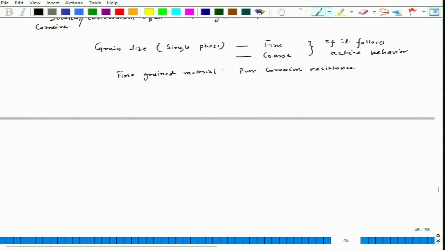Now, what do we mean by active behavior? Material can show three different behaviors when we polarize it in a particular electrolyte. So, it can show three behaviors, and here by active behavior we mean to say this one.